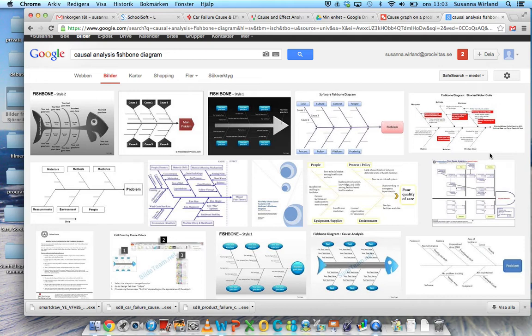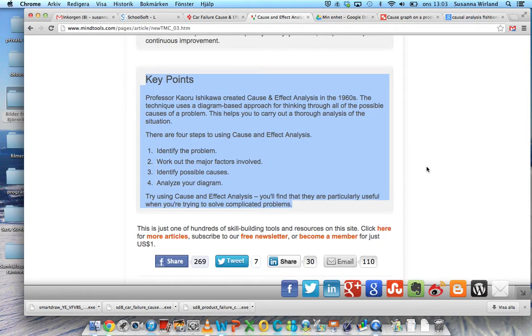And this is a really good method because when using it, you can identify certain steps or possible causes to your problem that you might have missed otherwise. And it was Professor Kaoru Ishikawa who created this effect analysis, and he actually did it in order to solve problems in processes in the industry, but it has shown that this is a method that can be used in other situations as well, and we have used it for several years when doing this particular task.